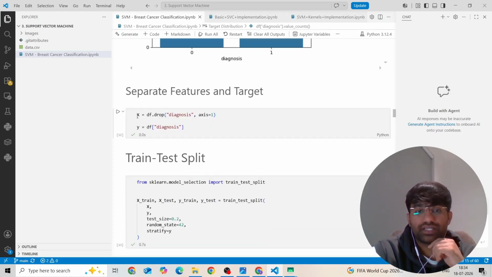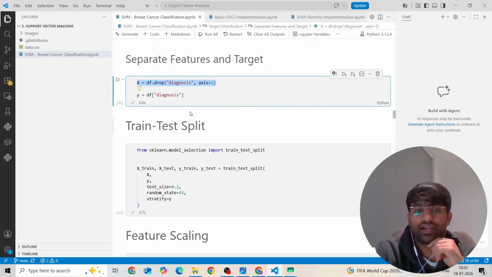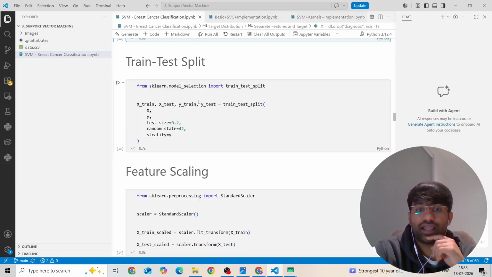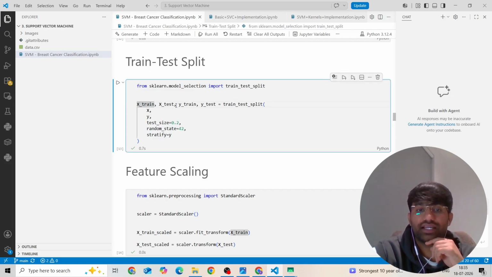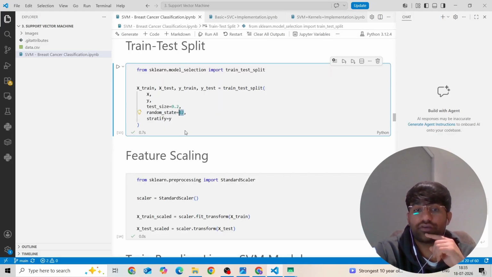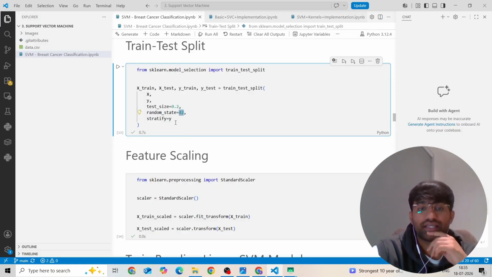So we have to first split the data. For X I will consider all the other columns except the target variable, and for Y I will consider only the target variable, our diagnosis. Then I will do the train test split. Test size is 0.2. That means 80% of my data will be training data and 20% of my data will be test data, and random state is equal to 42, and stratify is equal to Y.